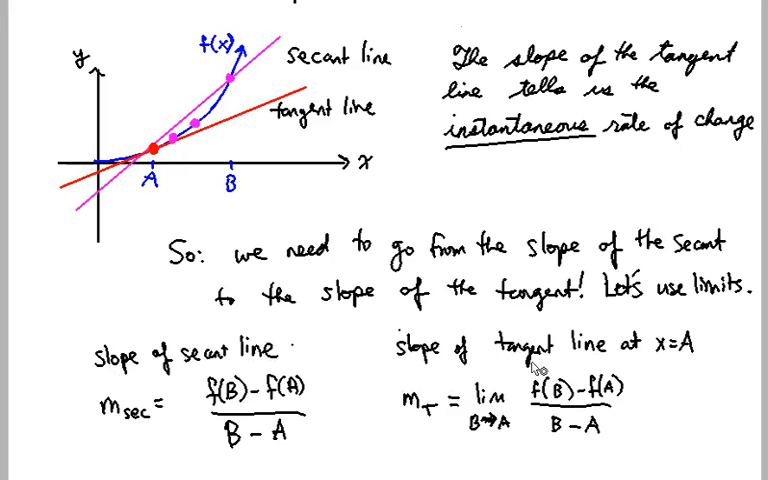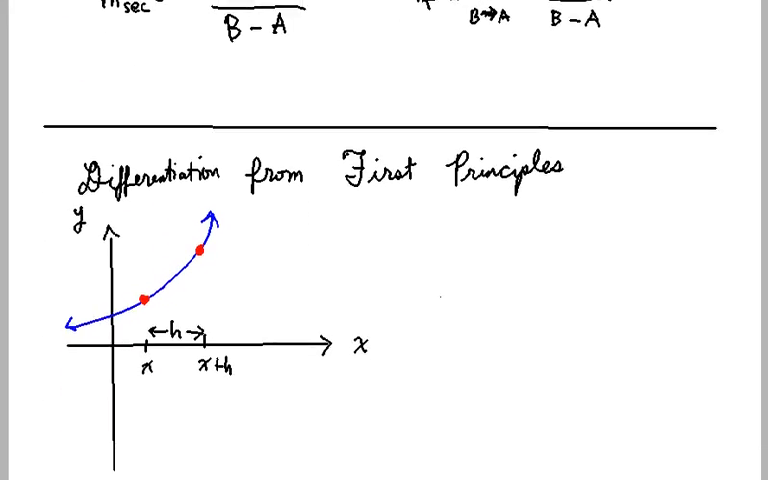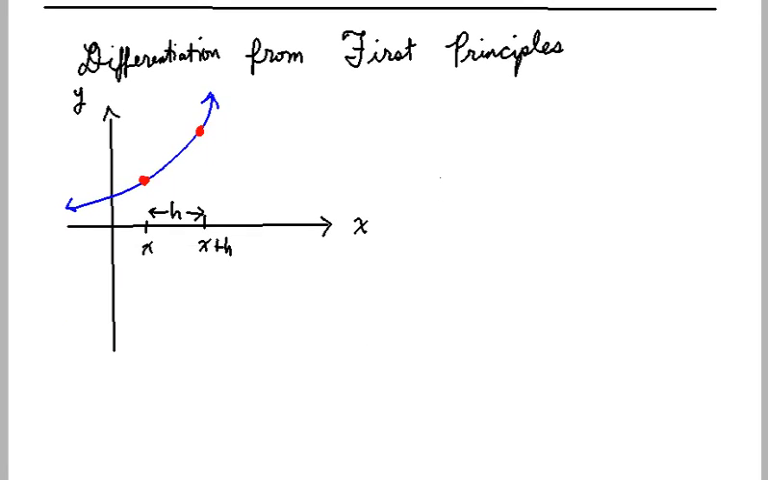What does this tell us? Again, the slope of the tangent line tells us the instantaneous rate of change at a given value of x. That's going to be really helpful in understanding differentiation. This is a new word here, differentiation, and we'll talk about what that means. Differentiation from first principles. So let's talk about first principles.